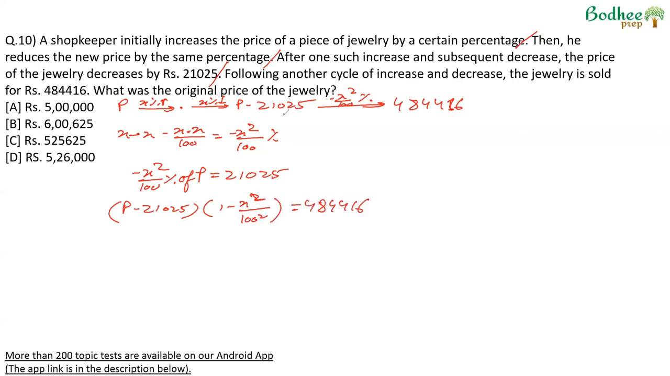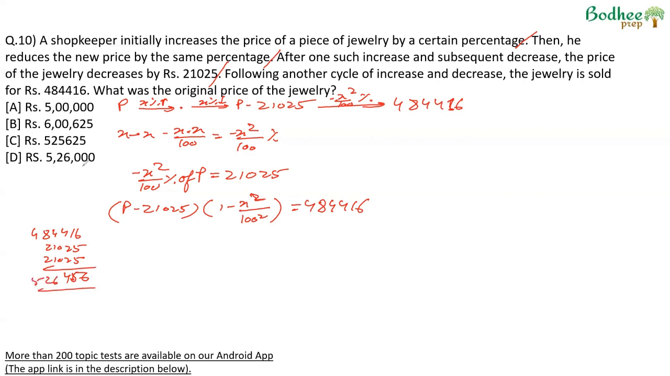Now, it should be understood here that from the second value to the third value, the difference will again be close to 21025, less than that, but minus X square by 100% of P was 21025. So minus X square upon 100% of P minus 21025 will also be close to that value. So I can actually say that my answer or the value for P should be a little less than 484416 plus 21025 plus 21025. If we add this, we will get 526466.